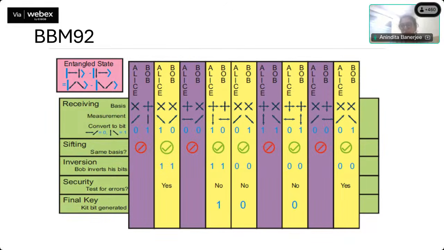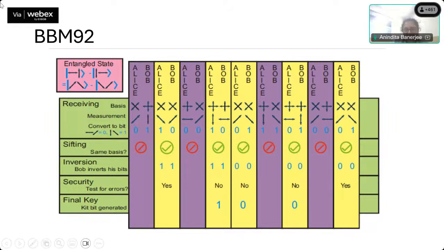Now, let us quickly look into how an entanglement based QKD would look like. Entanglement based QKD, basically there are two such types. One is Bennett Brassard Mermin 92. As in any entangled state, it's a two particle state, so you will either have HH or VV, or HV plus VH.